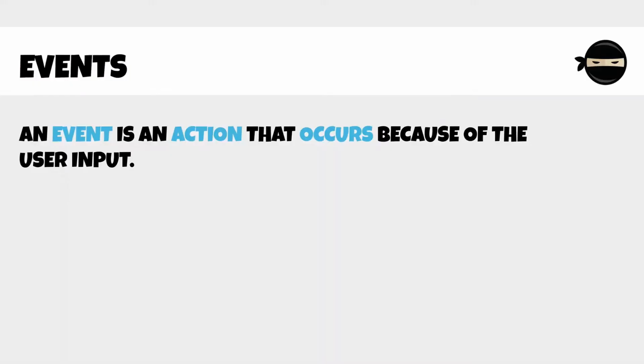So moving on to events. An event is an action that occurs because of the user input. I'm going to show you an example so you can better understand this definition.